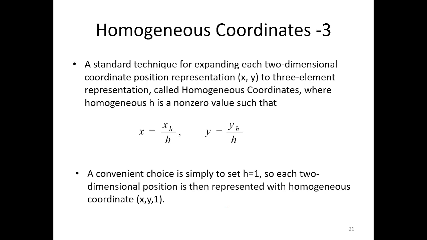So based upon that, we can find the particular representation of the homogeneous coordinate values. For example, if there is a non-zero value h such that x equal to xh by h and y equal to yh by h, whenever you take h equal to 1, then the position is x comma y comma, and the constant value is 1. So likewise we perform the homogeneous coordinates. For example, x comma y in the three-element representation is called the homogeneous coordinates.